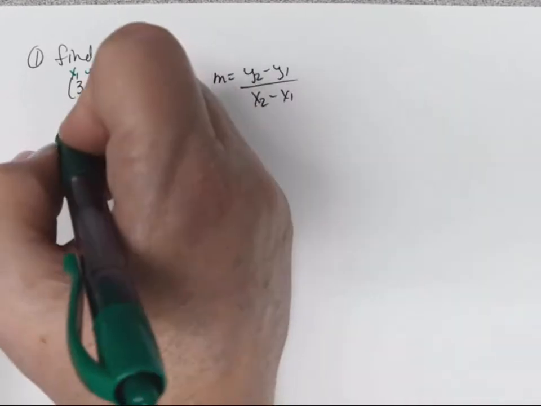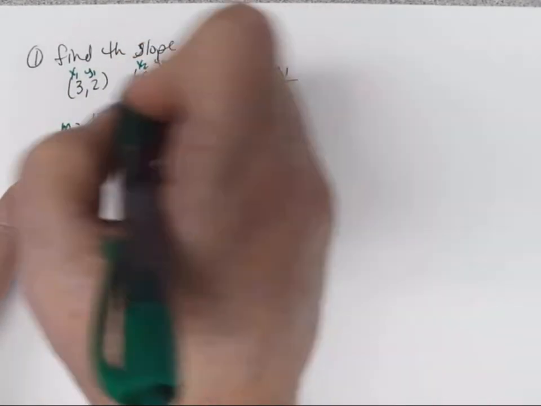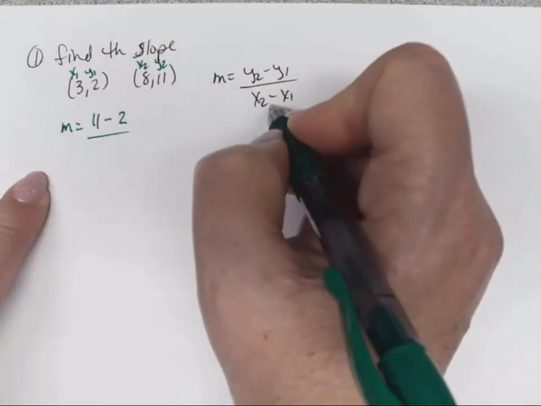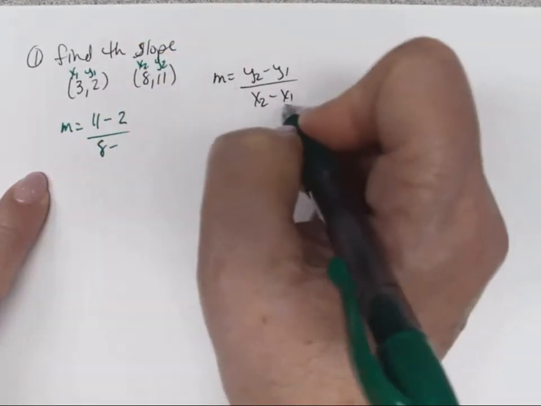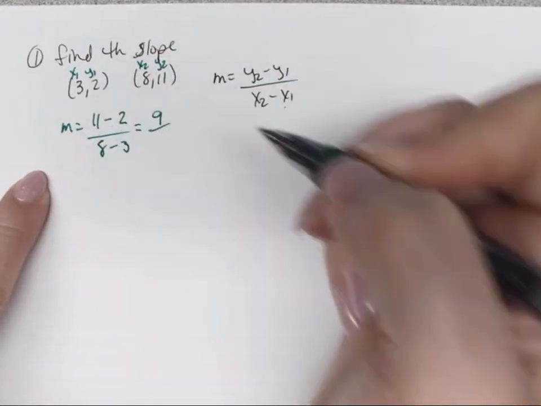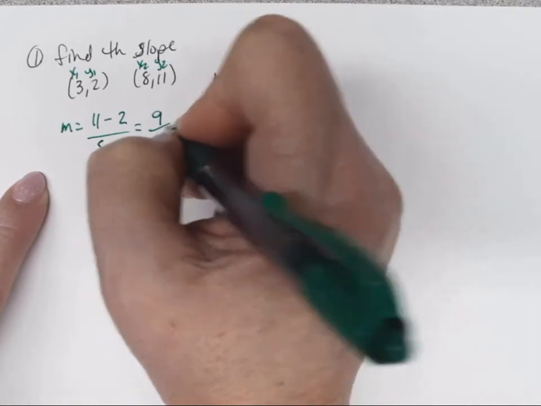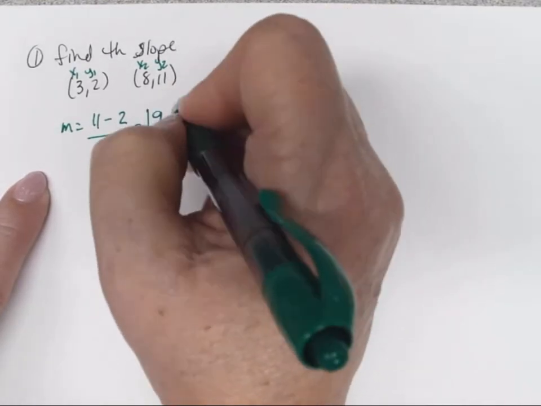So that's going to be m is equal to y sub 2, which is 11, minus y sub 1, which is 2, over x sub 2, which is 8, minus x sub 1, which is 3. 11 minus 2 will get us 9. 8 minus 3 will get us 5. And that's your answer right there.